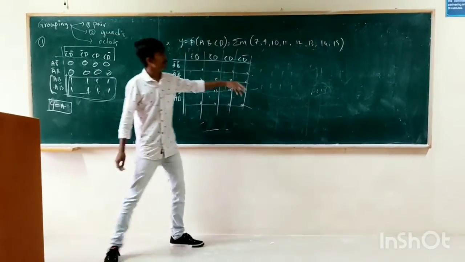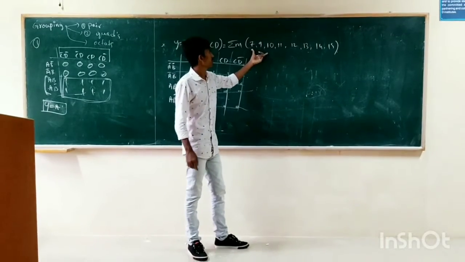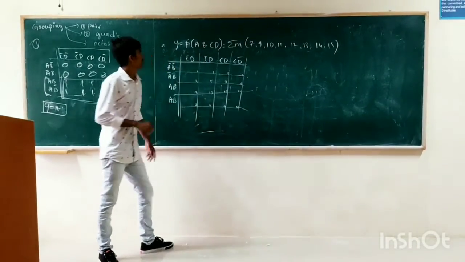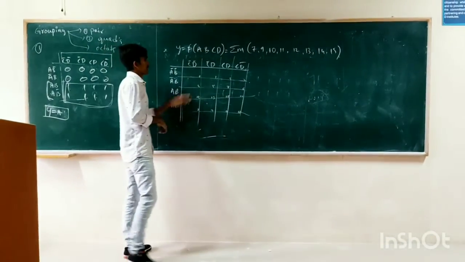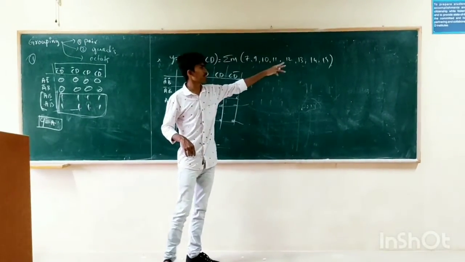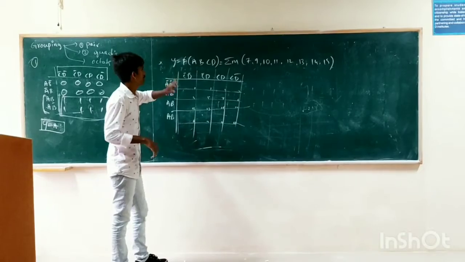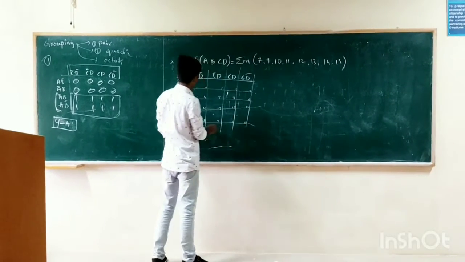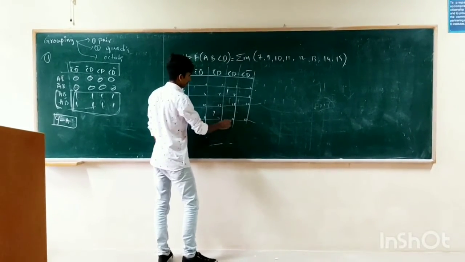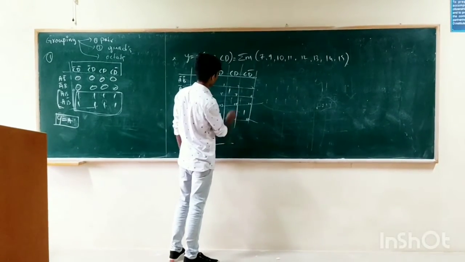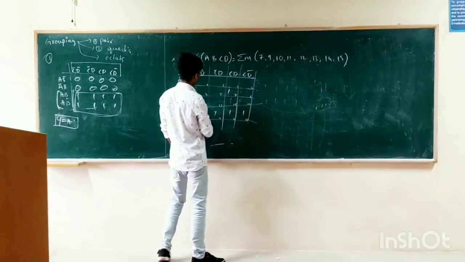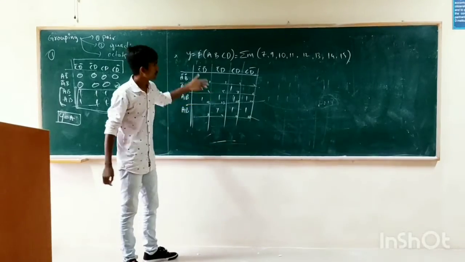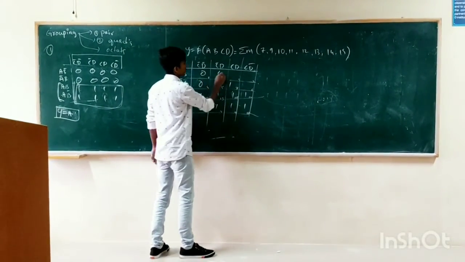So, in the place of minterms, the values which are given in the question, minterm values 7, 9, 10, 11, 12, 13, 14, 15, in place of these you want to write a 1. In all the remaining spaces you want to write a 0. Let's take 7 first. In the place of 7, write 1. Place of 9, 1. 10, 1. 11, 1. 12, 1, 13, 1, 14, 1, 15, 1. All the remaining we just put zeros.